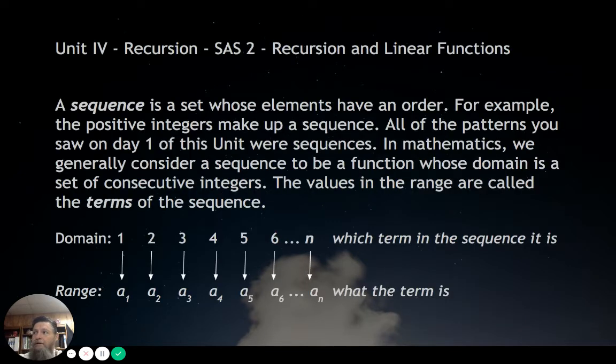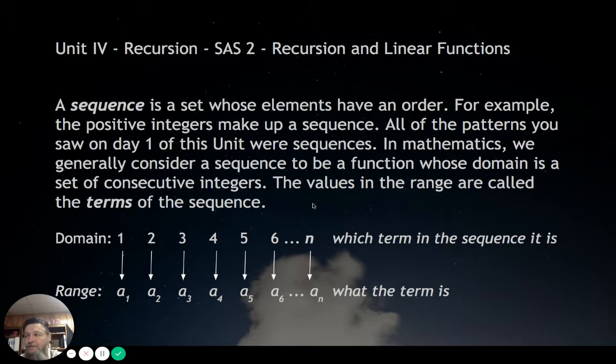All right, so a sequence is a set whose elements have an order. For example, the positive integers make up a sequence: 0, 1, 2, 3, 4. We're very accustomed to that sequence. All of the patterns you saw on day 1 of this unit were sequences, okay? And actually, we didn't do day 1, so it's kind of pointless to put that in there. Anyway, in mathematics, we generally consider a sequence to be a function whose domain is a set of consecutive integers. The values in this range are called the terms in the sequence.